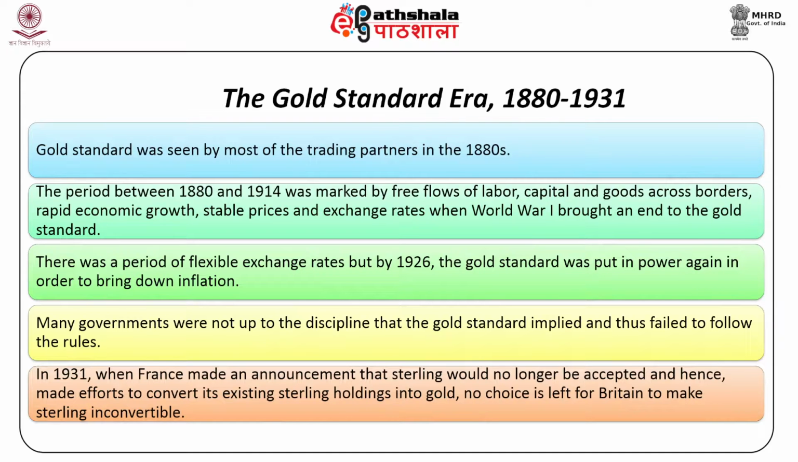Then there was a period of flexible exchange rates, but by 1926, the gold standard was put in power again in order to bring down inflation. Unfortunately, many governments were not up to the discipline that the gold standard implied and thus failed to follow the rules. In 1931, France announced that sterling would no longer be accepted and made efforts to convert its existing sterling holdings into gold, leaving no choice for Britain but to make sterling inconvertible.